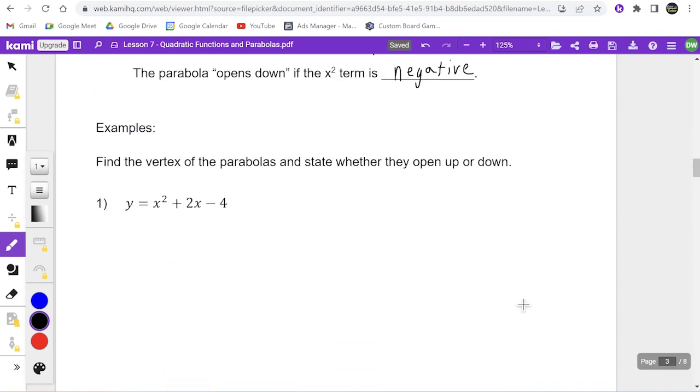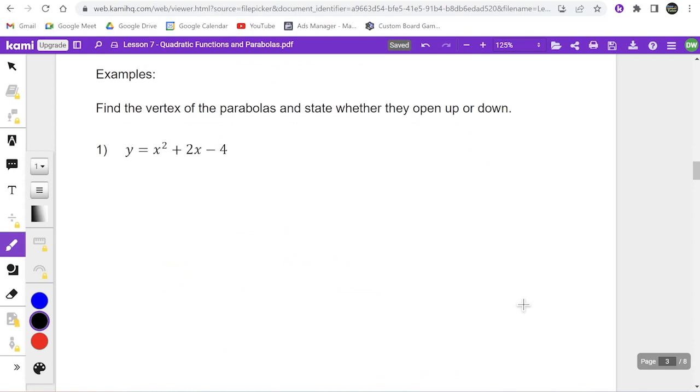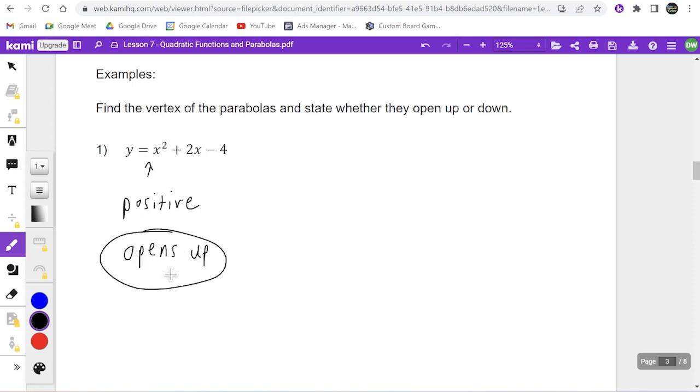So let's go ahead and do number 1. Find the vertex of the parabolas and state whether they open up or down. Immediately I know it opens up. Why? Because that's positive there. The x squared term is positive. Immediately, I know the parabola is going to open up. Now the vertex is the harder part.